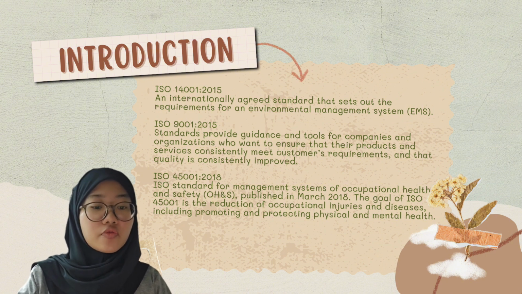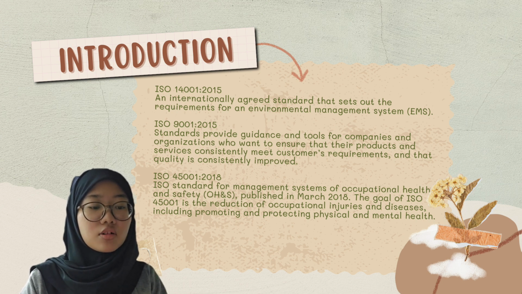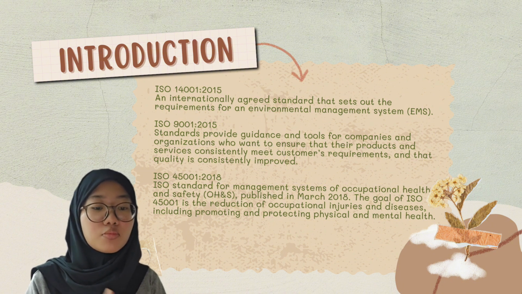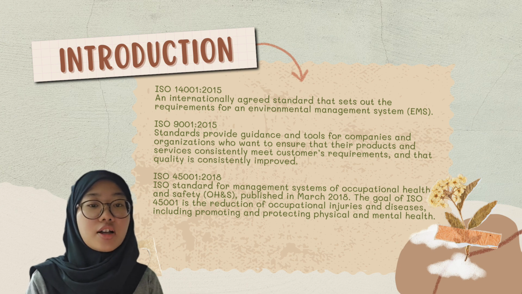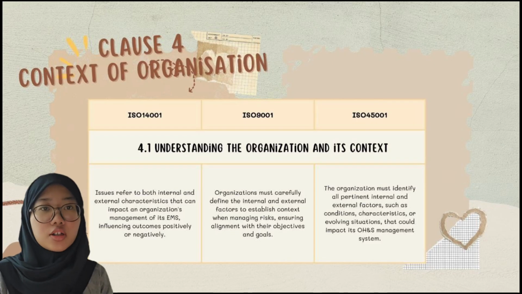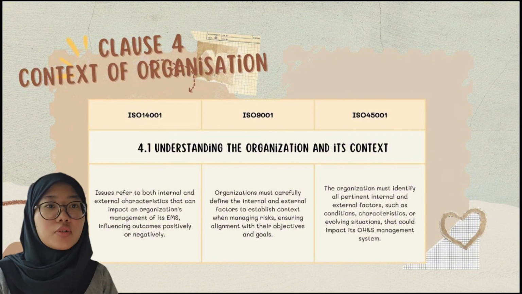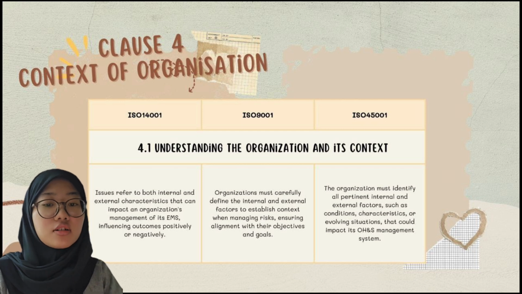For ISO 45001, the Occupational Health and Safety standard published in March 2018, the goal is to reduce occupational injuries and disease, including to promote and protect physical and mental health. Okay, clause 4, context of organization between the ISO 14001, 9001 and 45001. So what can we understand between these ISO standards?